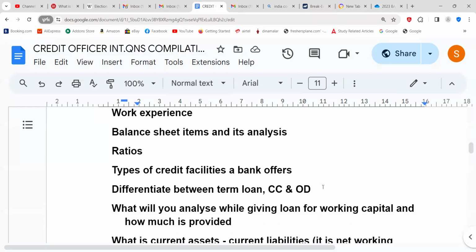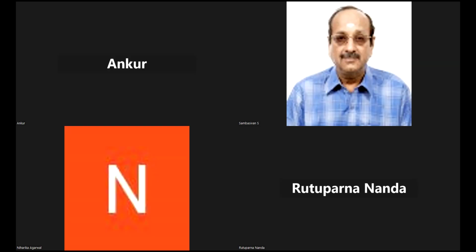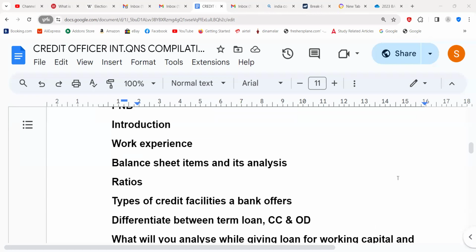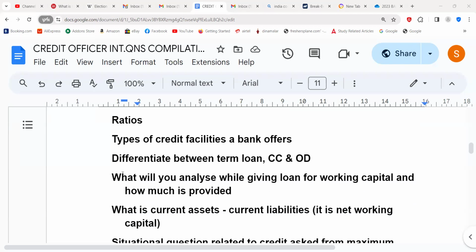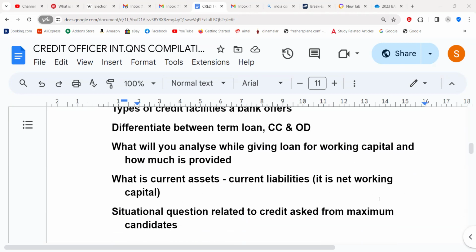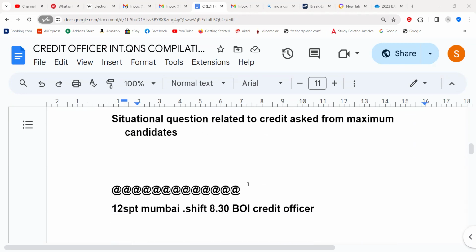See, this is how they are. Are you seeing the balance sheet on the screen now? I will show you. This will be your interview: balance sheet items and their analysis, ratios, types of credit facilities and what banks offer. Differentiate between term loan, cash credit, overdraft. What will you analyze while giving a loan for working capital? What is current assets minus current liabilities? Like this. This is your question.